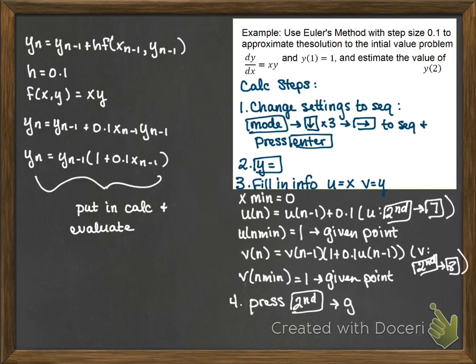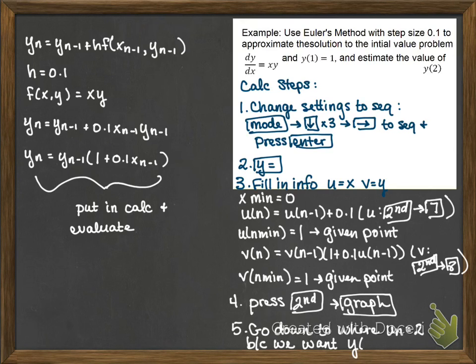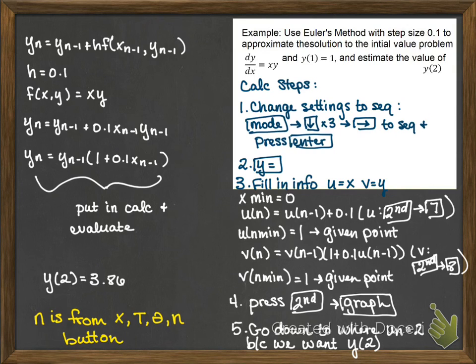Then you want to press second graph, and go down to where u of n is 2, because it wants to find when x is 2, and in this case, u and x are the same. You go down, and we get v of n at 2, or y at 2, is 3.86, and that is our final answer. Now, the n that you're using when you're filling all of this out comes from that X,T,theta,n button.